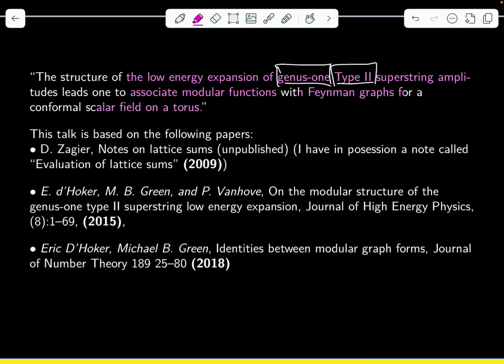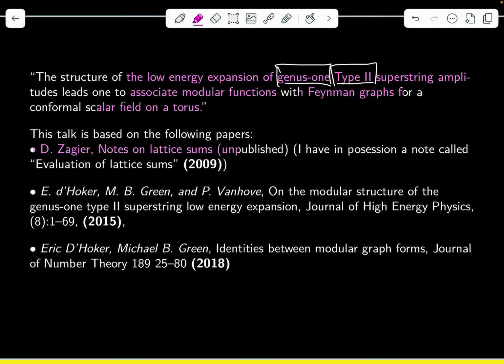And so in this talk, the first part, which is dedicated to modular graph functions, follows the following articles. First of all, there is a note of Don Zagier. It's called Notes on Lattice Sums. Several articles cite this unpublished work. You can find this work in Google Scholar. It has like 8 citations, but it's not possible to find a PDF.